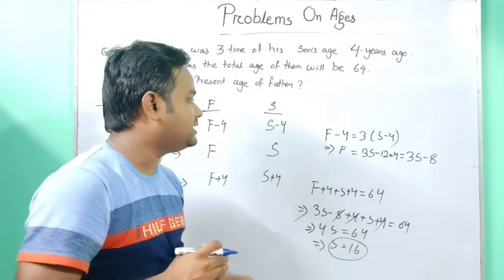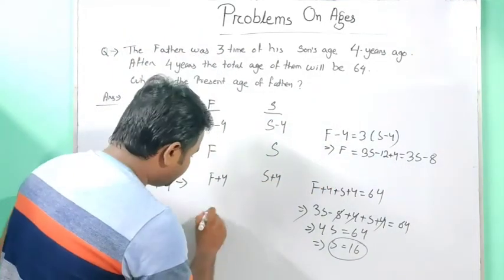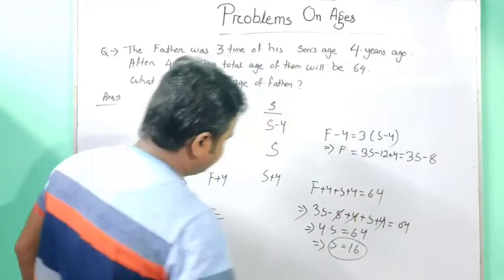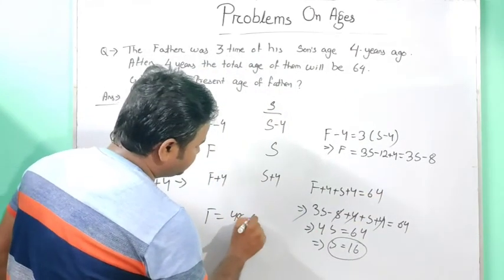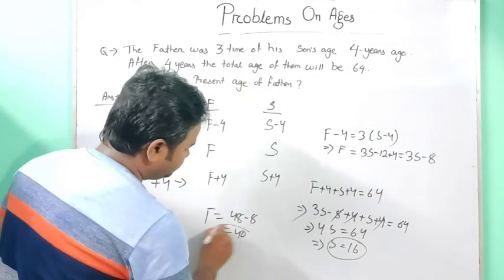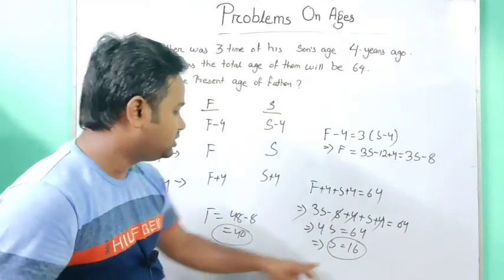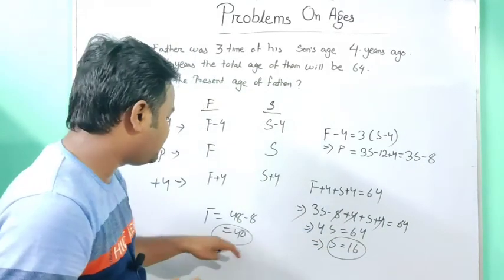Next, what is the age of his father? The father's age will be 3S minus 8, so it will be 48 minus 8, which is equal to 40 years. So here we got the age of the son as 16 and the age of the father as 40 years.